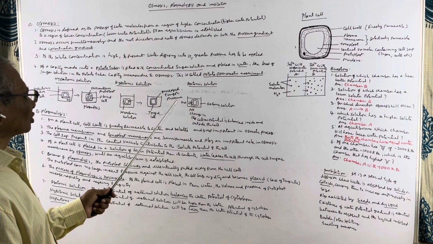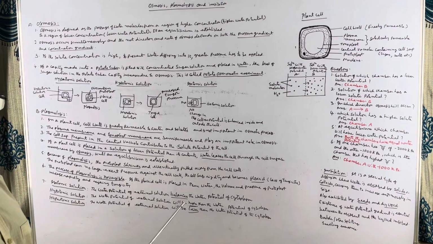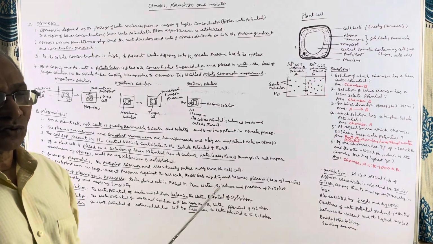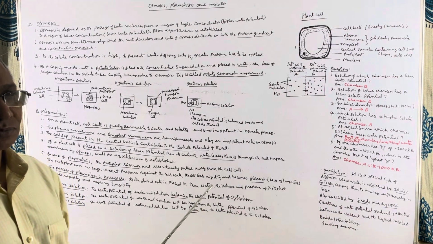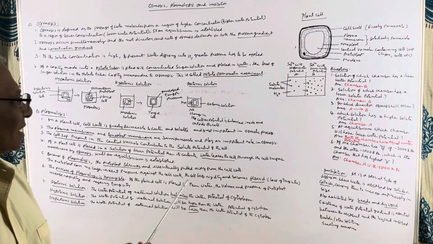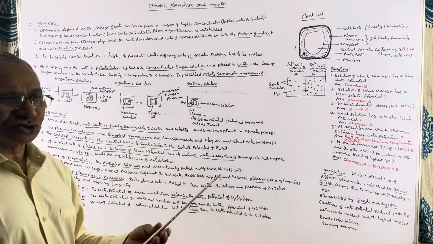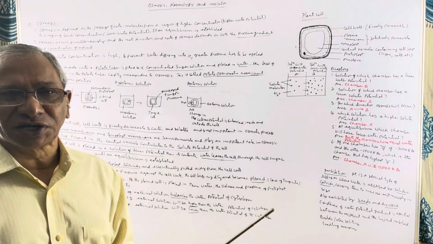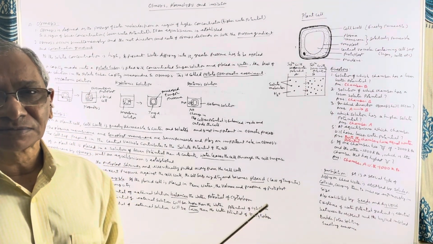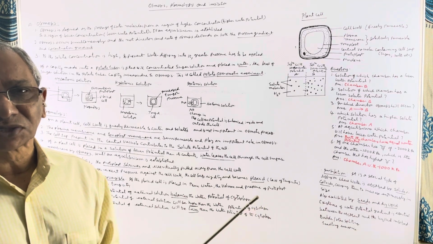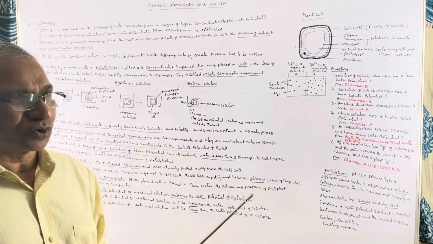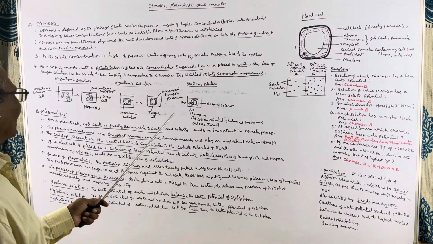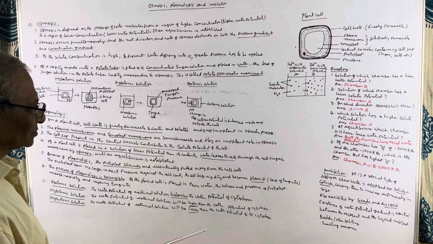Then, isotonic solution. In the case of isotonic solution, the water potential of the cytoplasm and the fluid will be the same. If a cell is placed in isotonic solution, as there is no difference in the water potential of the cell and the surrounding fluid, no net gain happens either in the case of the cell or in the case of the surrounding fluid. In this way, the cells behave differently in three types of solutions.